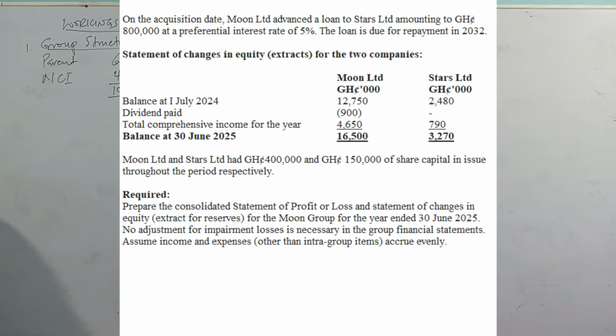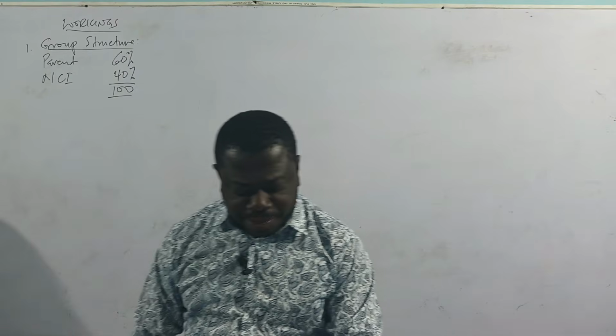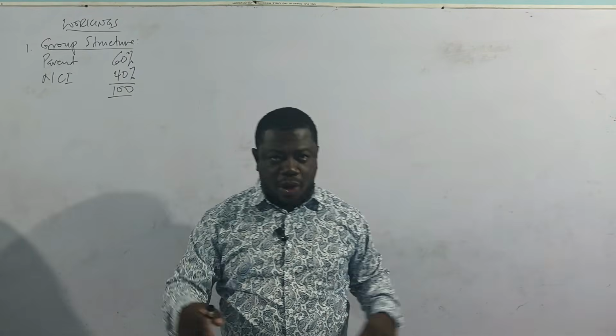In the additional information, we are told that on acquisition date, Moon advanced a loan to Stars amounting to 800,000 at a preferential interest rate of 5%. The loan is due for payment in 2032. Now, what we are trying to say is that you see that finance expense and finance income in there, okay?